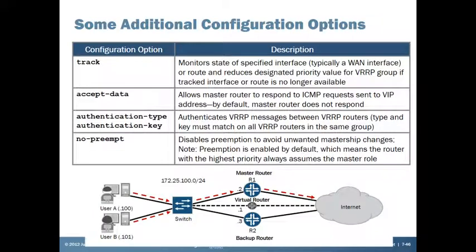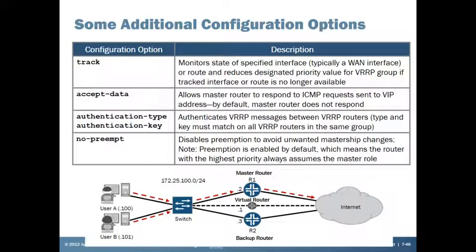A few different options we can configure on this protocol. We can track, which monitors the state of the specified interface, typically a WAN interface, or route, and reduces the designated priority value for the VRRP group if the tracked interface or route is no longer available. So what that means is if we lose our upstream connectivity to the internet, then R1 will drop its priority, and what we would assume would happen then is a preemptive failover and R2 would become the master.